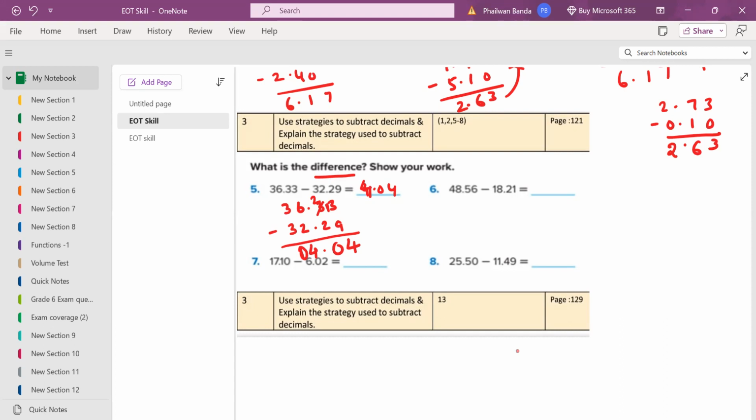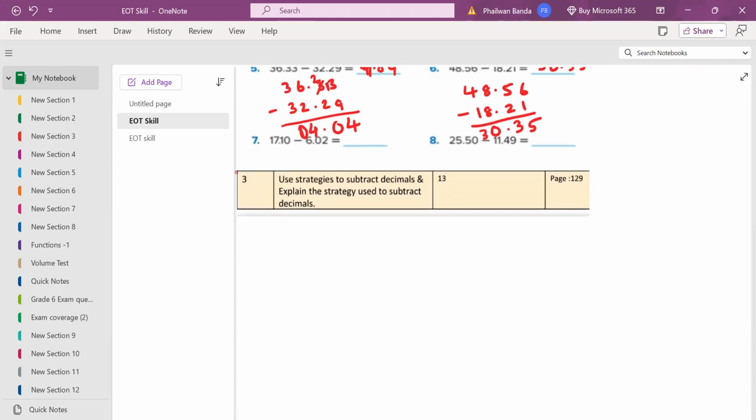Okay, I'll do this one also, no problem. Let us do 2 questions and another 2 questions, you can do it. Minus 18.21. So 6 minus 1 is 5. 5 minus 2 is 3, 8 minus 8, 0, 4 minus 1, 3. So the answer is 30.35. Okay. Now, try to work out these 2 questions in the same way. Okay, next.